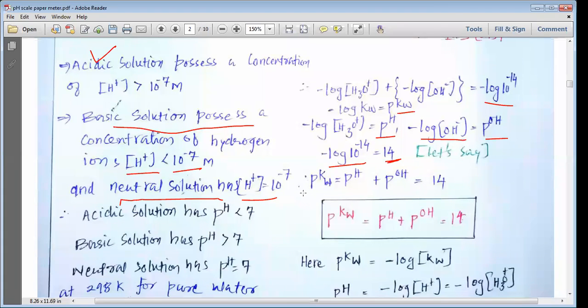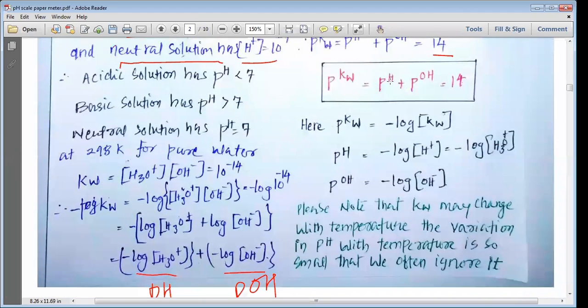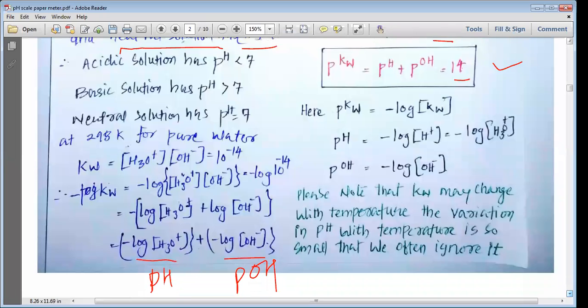Therefore, we can write pKw is equal to pH plus pOH is equal to 14, or we can even write it in this way, that pKw is equal to pH plus pOH is equal to 14. So this is an important equation, my dear students, which you can learn well.